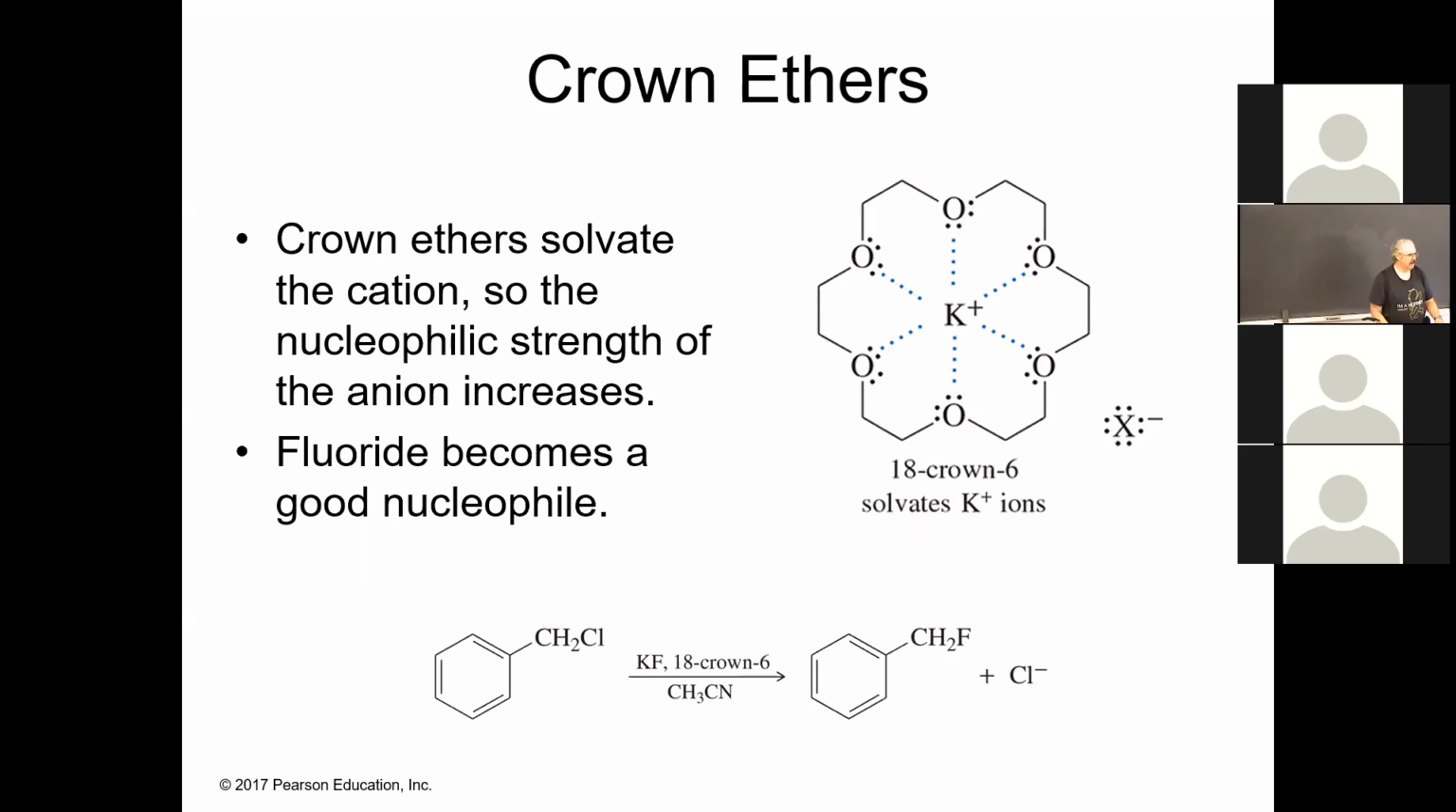There are some other crown ethers. This one is 18-crown-6. What that means is an 18-membered ring, and then the 6 refers to the 6 oxygens. 15-crown-5 also has a hole in the middle. That hole is too small for potassium, but it will fit a sodium ion snugly.